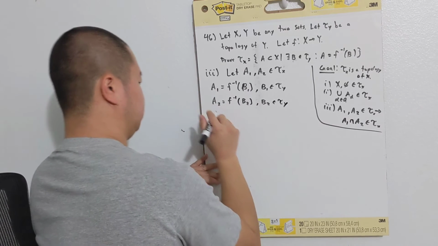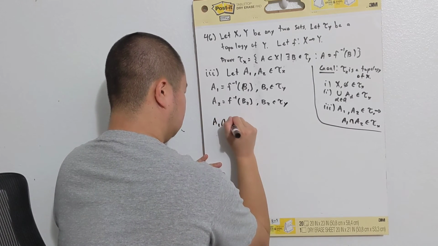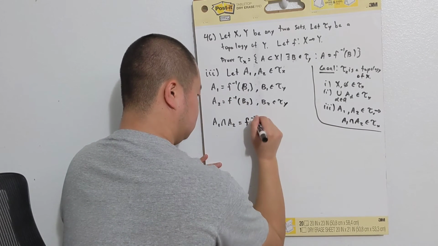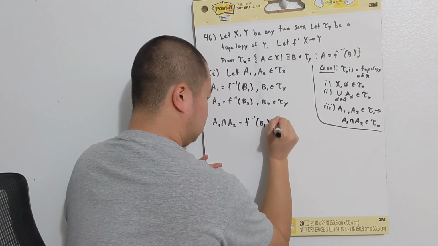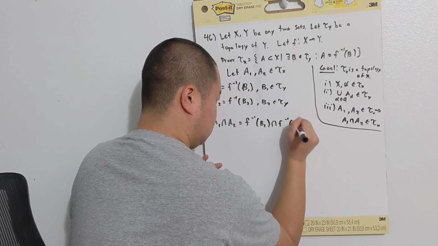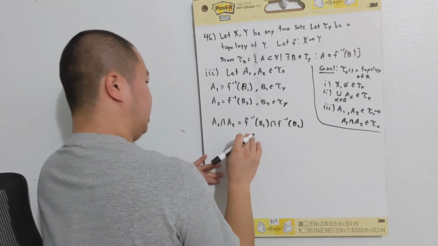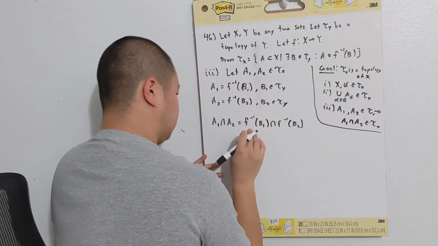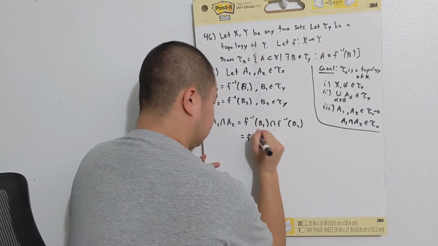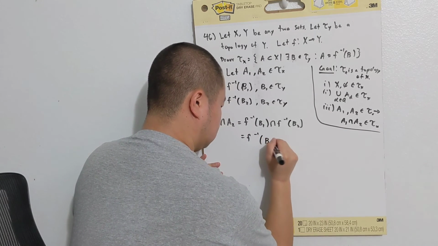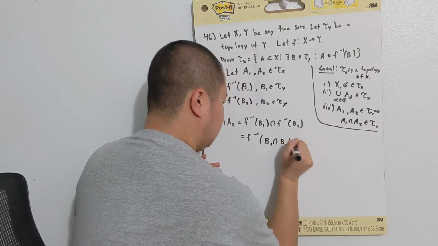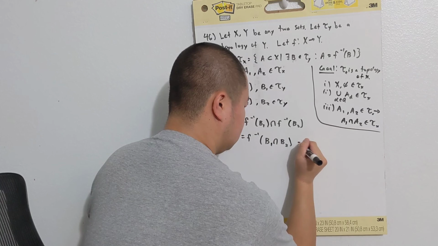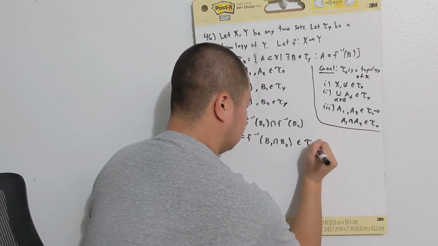So if we take the intersection between these two, this will equal the intersection between two inverse images. And from a previous module, we know that the intersection between two inverse images is the inverse image of the intersection of the two sets. And we know that this whole image is in tau of X.